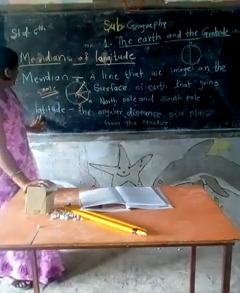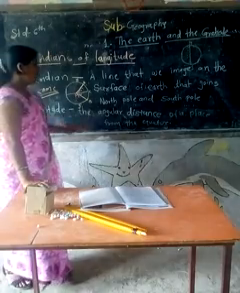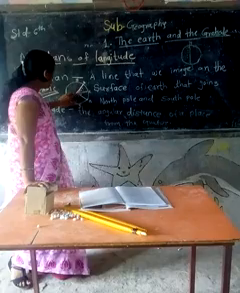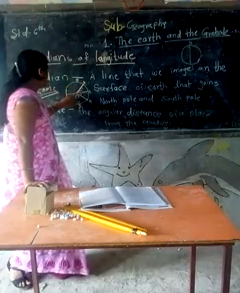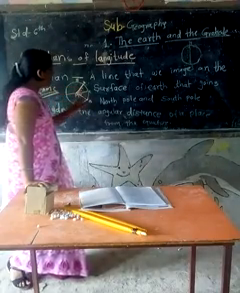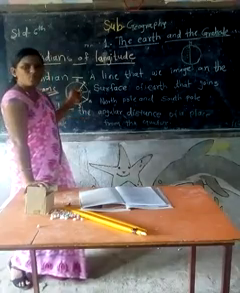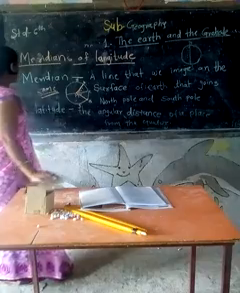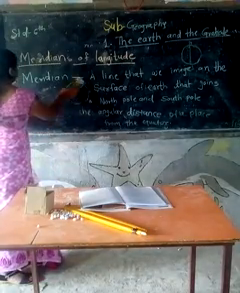What is the meaning of latitude? The angular distance of a place from the equator. That means the angular distance of a place from the equator is known as the latitude.